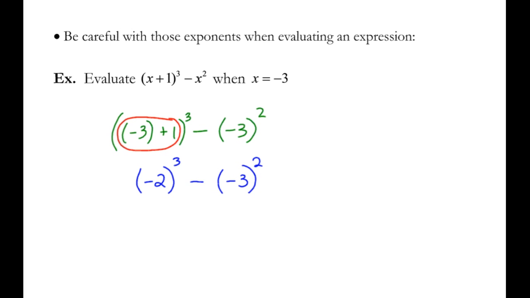So negative 2, when it's in parentheses to the third power, means a negative 2 times a negative 2 times a negative 2, which is negative 8. Subtract. Negative 3, when it's in parentheses to the second power, is negative 3 times negative 3, which is positive 9. So in the end, the value of this expression is negative 8 minus positive 9, which is negative 17.